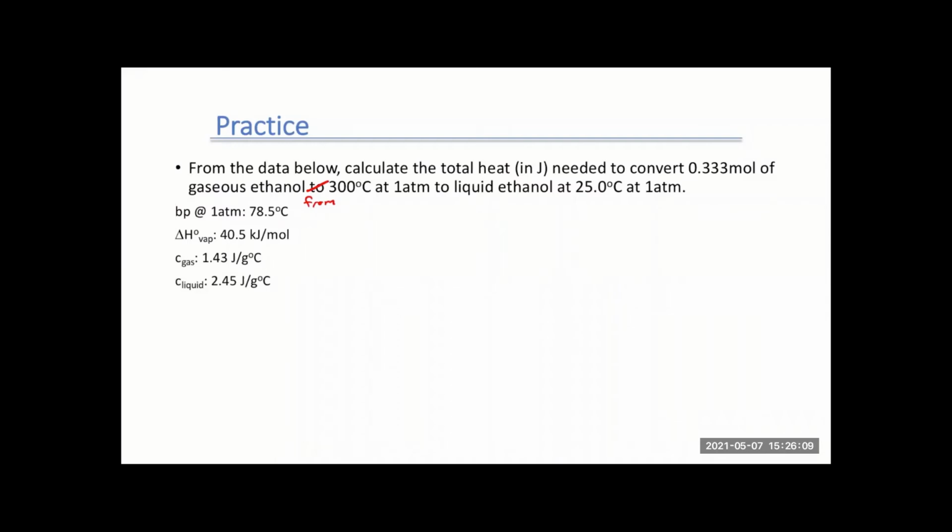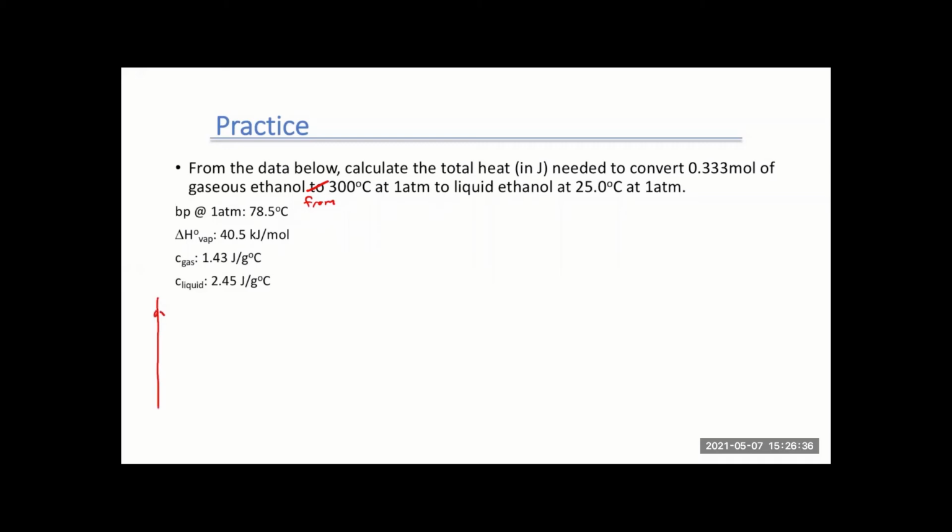When you see a problem like this, the first thing you should think is, what's actually happening? What phases or stages am I going through? Are you going to go through all 5 stages or maybe just a couple of them? So if we figure out the stages, we're starting at a gas phase, and our gas starts to cool down.